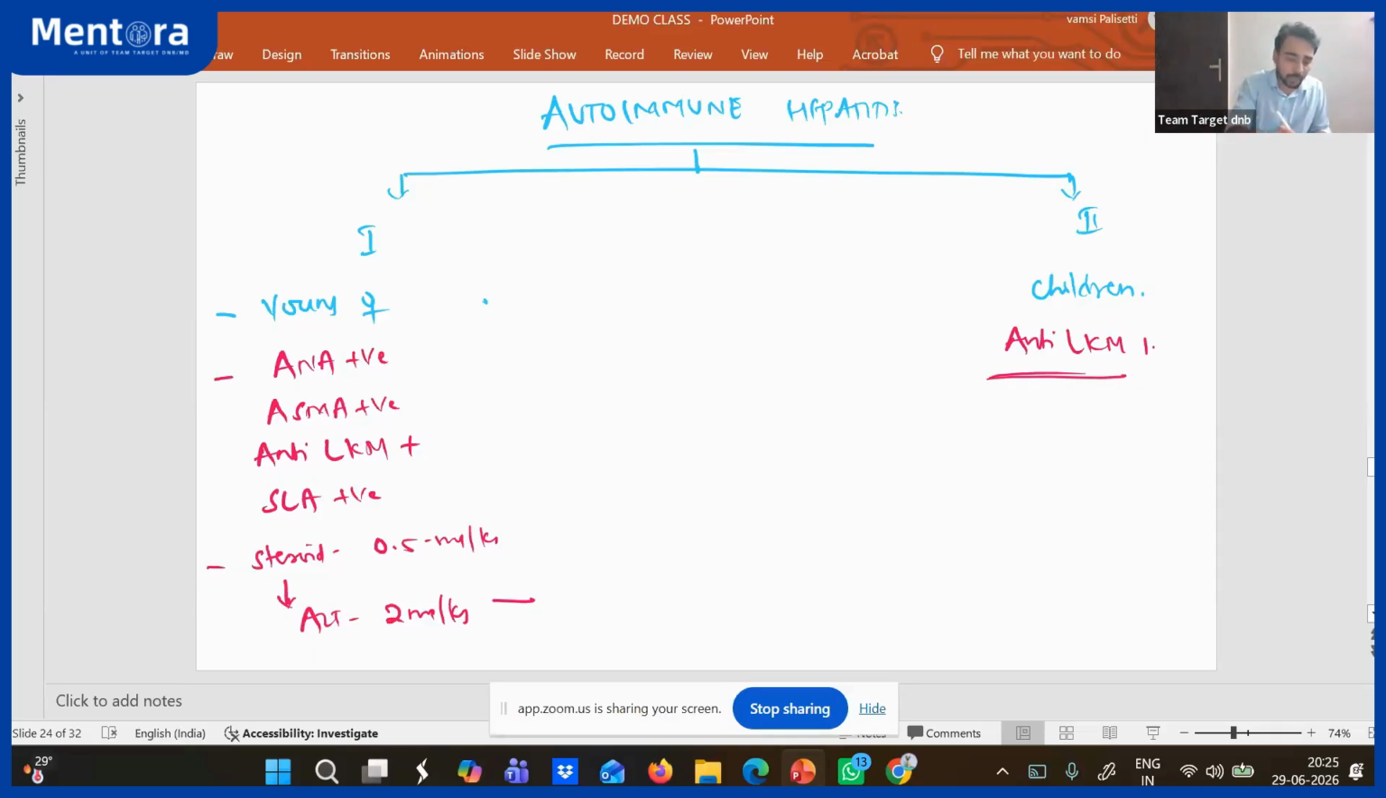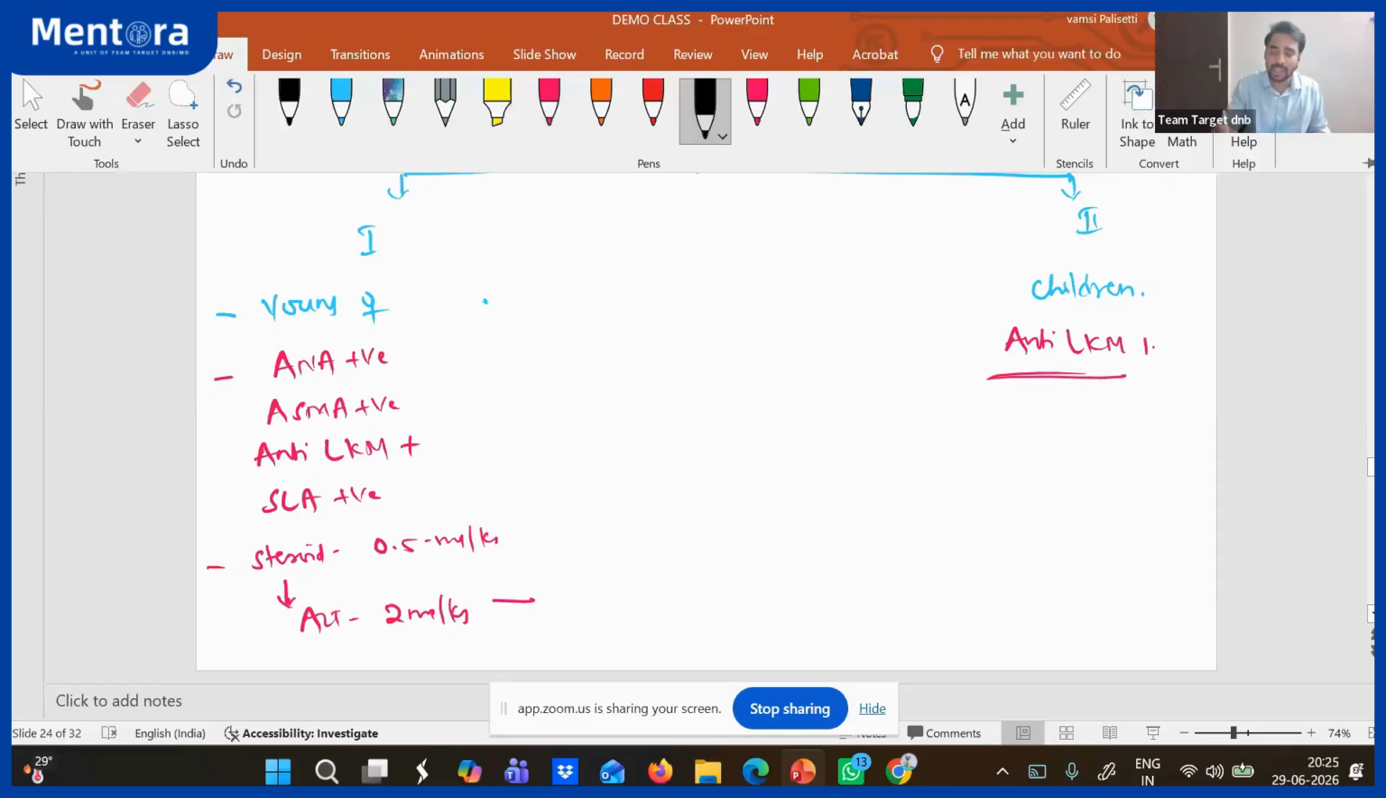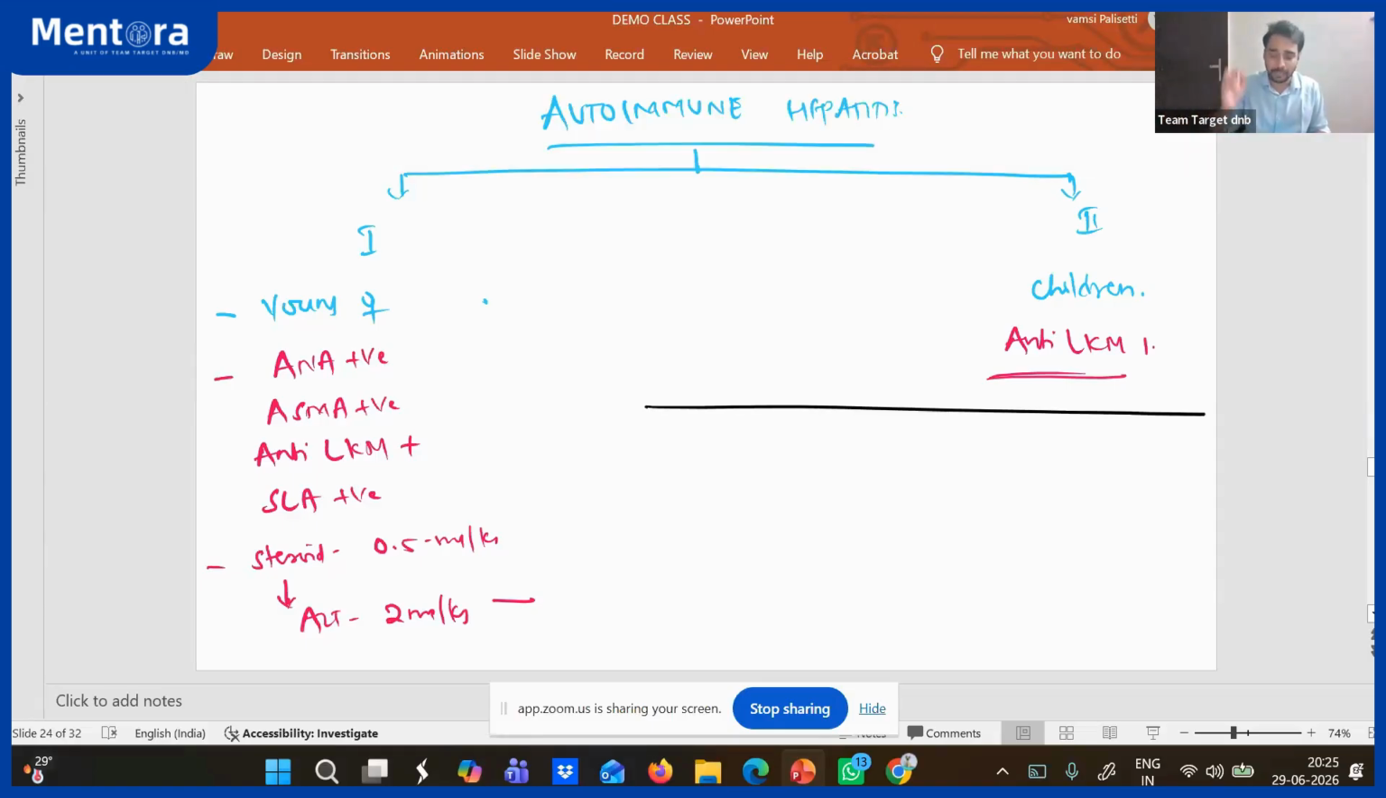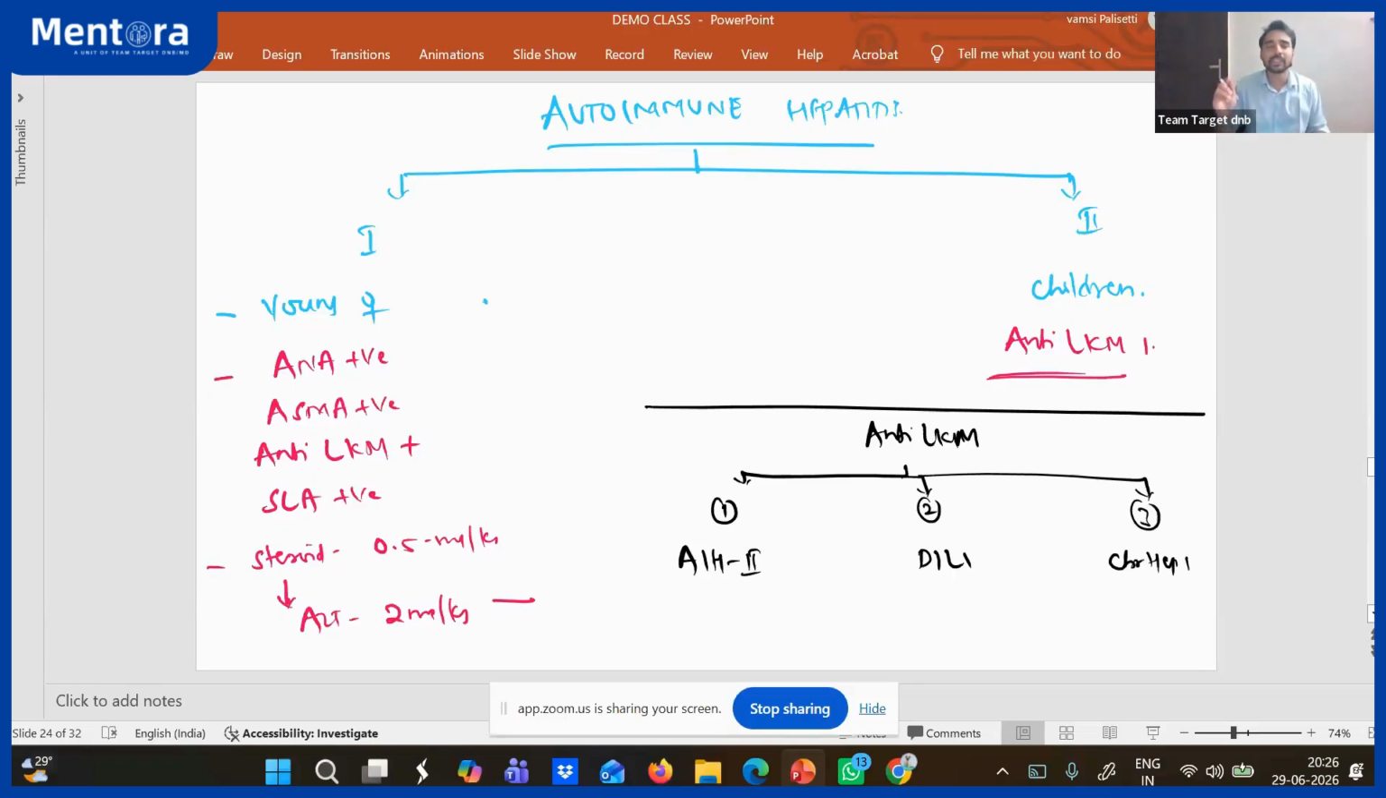Here is one more important NEET SS question. What is anti-LKM1, anti-liver kidney microsomal 1? It's not only related to autoimmune hepatitis. There are 3 types of anti-LKM antibodies, very important: type 1, type 2 and type 3. This was a question they asked 2 years back. Type 1 is seen in autoimmune hepatitis. Type 2 is seen in drug induced liver injury, DILI, and type 3 is seen in chronic hepatitis B. That's it. This type 3 is the question previously asked. It's a normal simple question, not related to autoimmune hepatitis.